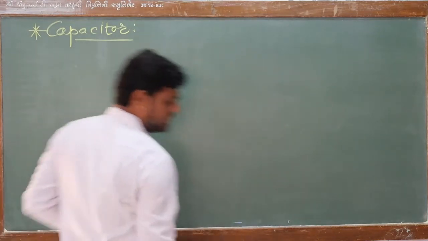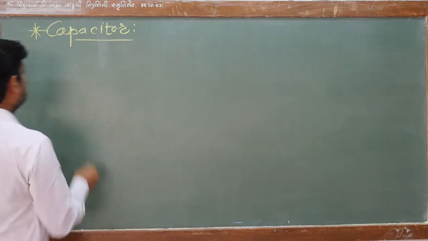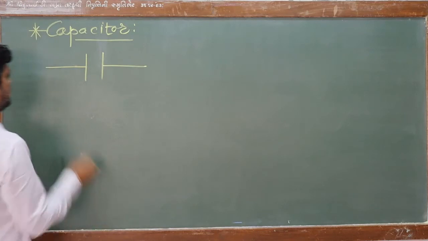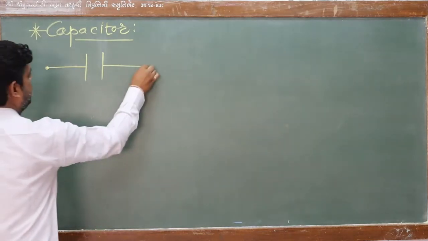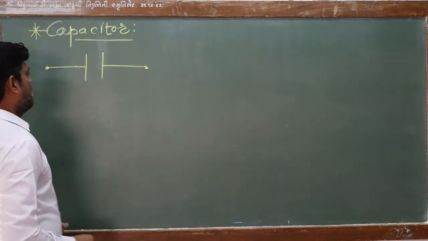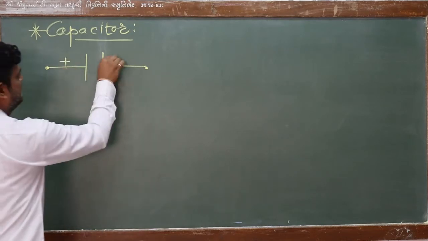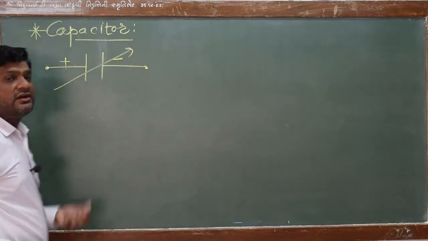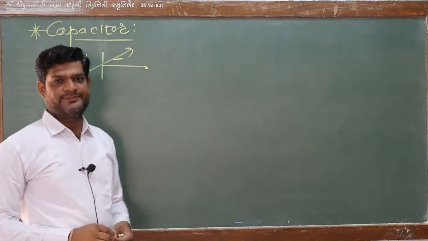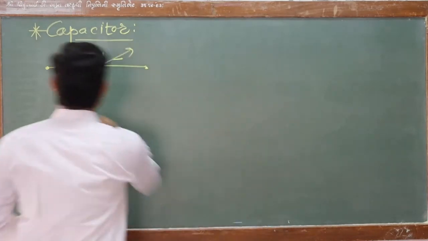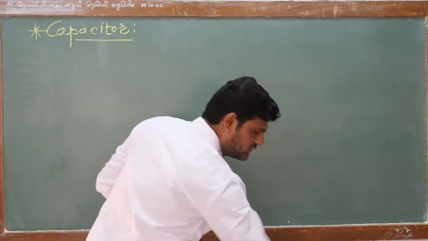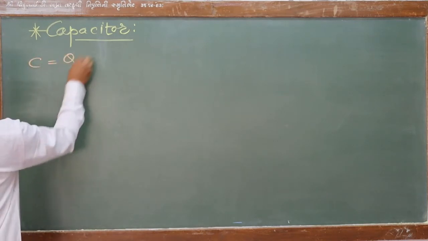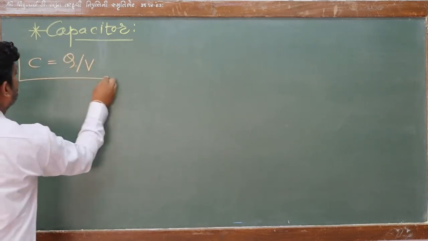See, what is the circuit symbol of capacitor? These two parallel lines show the circuit symbol of capacitor, right? Okay, the positive terminal, negative terminal. If we put a line over here, it is known as the variable capacitor, correct? Next, see what are the formulas for capacitance. So C equal to Q by V is the basic formula.